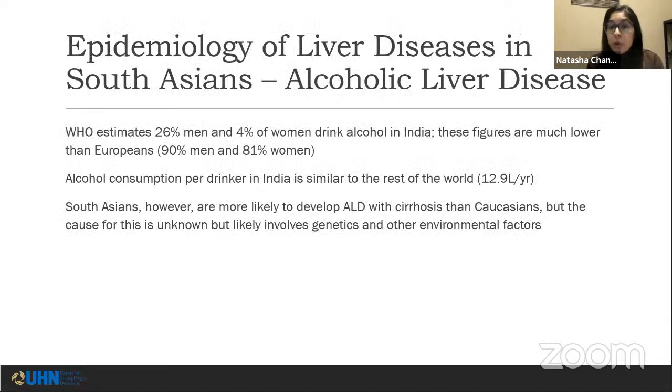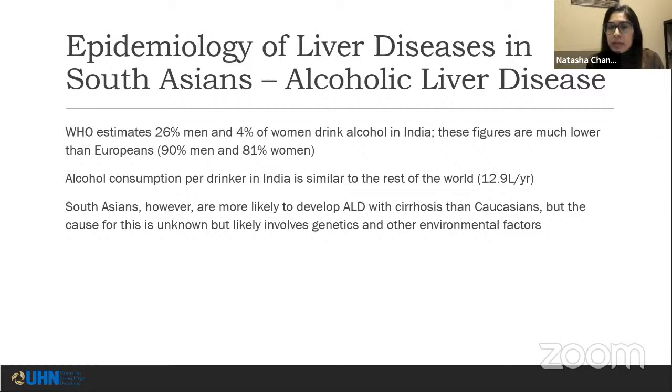I now want to talk about alcoholic liver disease. This is a very fascinating topic for me. Based on studies that we can gather, it doesn't appear that alcohol use is very high in South Asia. For example, in a study in India, the World Health Organization estimated that only about 26% of males drink alcohol regularly, as compared with the vast majority of European male counterparts.